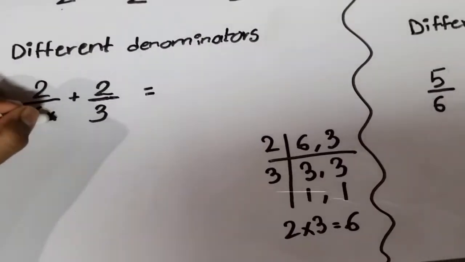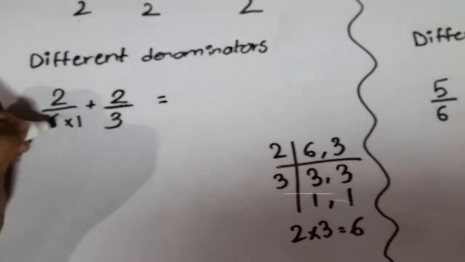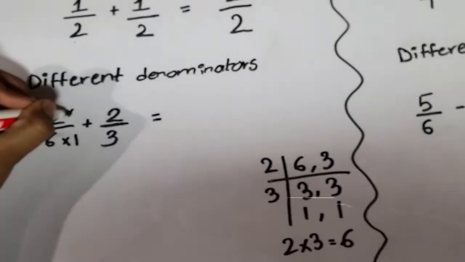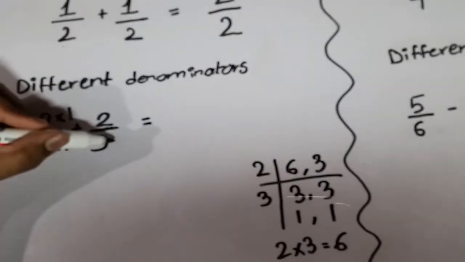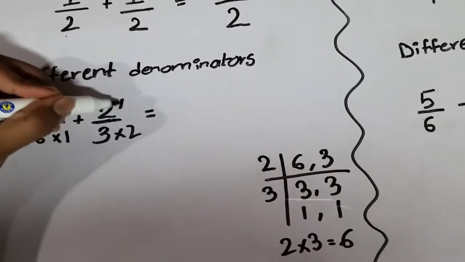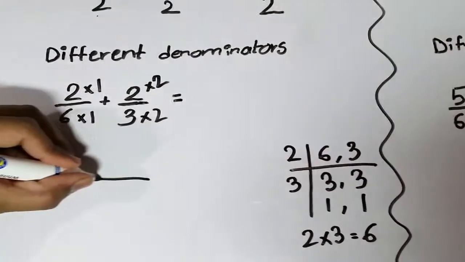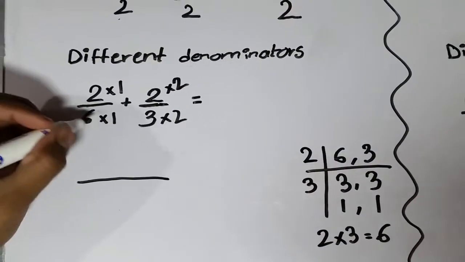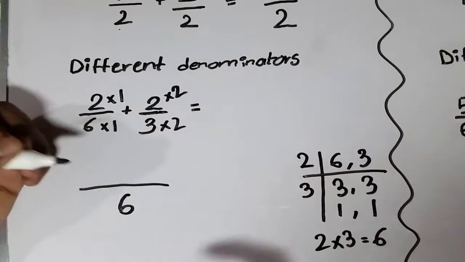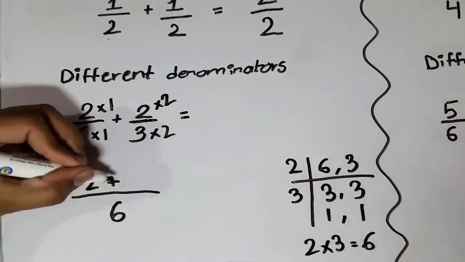So 6 multiplied by 1 is 6. When we multiply the denominator with any number, the numerator will also be multiplied with the same number. And 3 2's are 6, so this will also be multiplied with 2. Now we have made the denominators the same. So 6 1's are 6 and 3 2's are 6. So these will be the same denominators, and 2 1's are 2, 2 2's are 4.